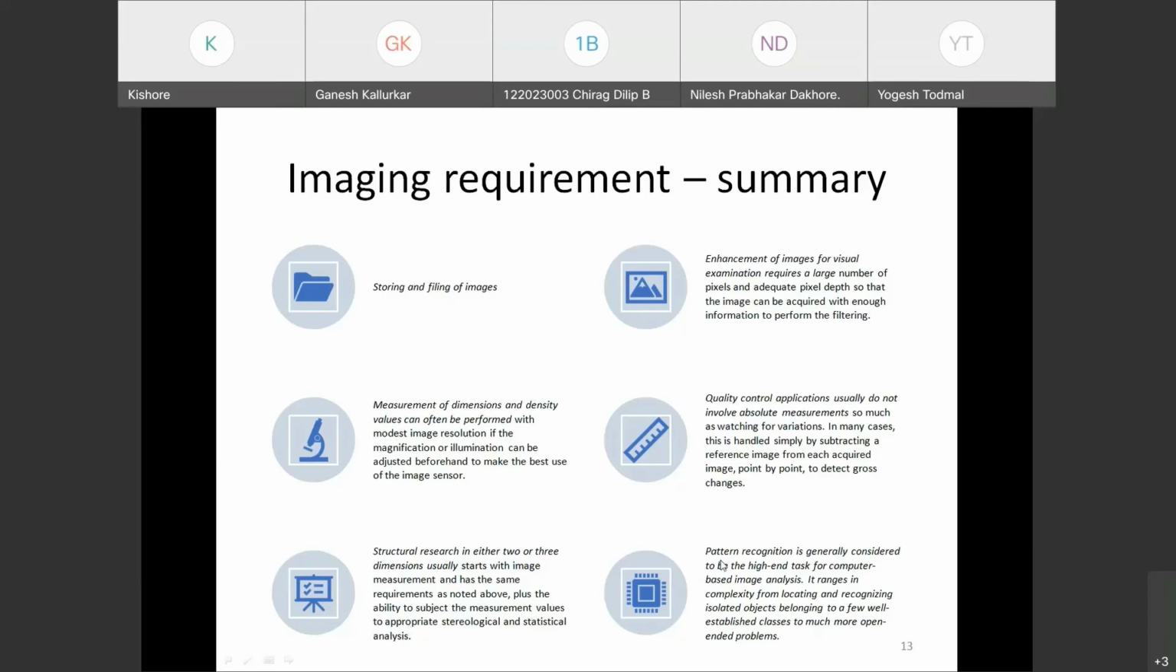Okay. Pattern recognition is generally considered to be the high-end task of computer-based image analysis. It ranges in complexity from locating and recognizing isolated objects belonging to a few well-established classes to much more open-ended problems. So pattern recognition is a little bit complex in nature, where you need to do object detection, object classification, and so on and so forth. And for that, you need supervised learning or unsupervised learning, and you need to use various algorithms which will classify your objects into certain classes.